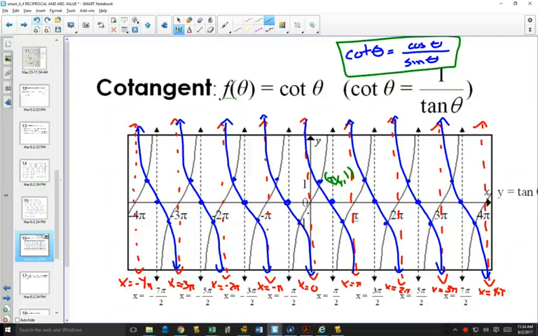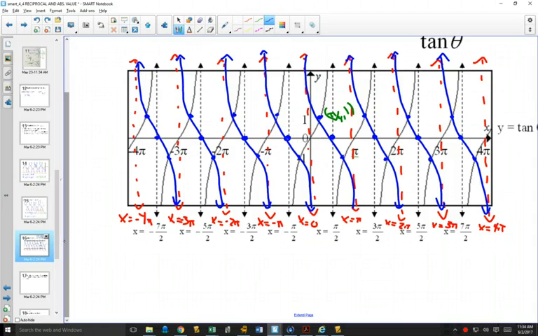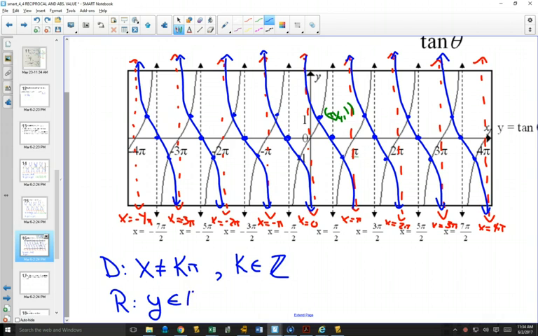And there we have our cotangent graph. So again, if we wanted to say the domain of this, well, x can't equal k pi. Our asymptotes are at the same places that our x-intercepts were for sine, so our domain is the same as our domain for cosecant, where k is an integer, and our range is everything.